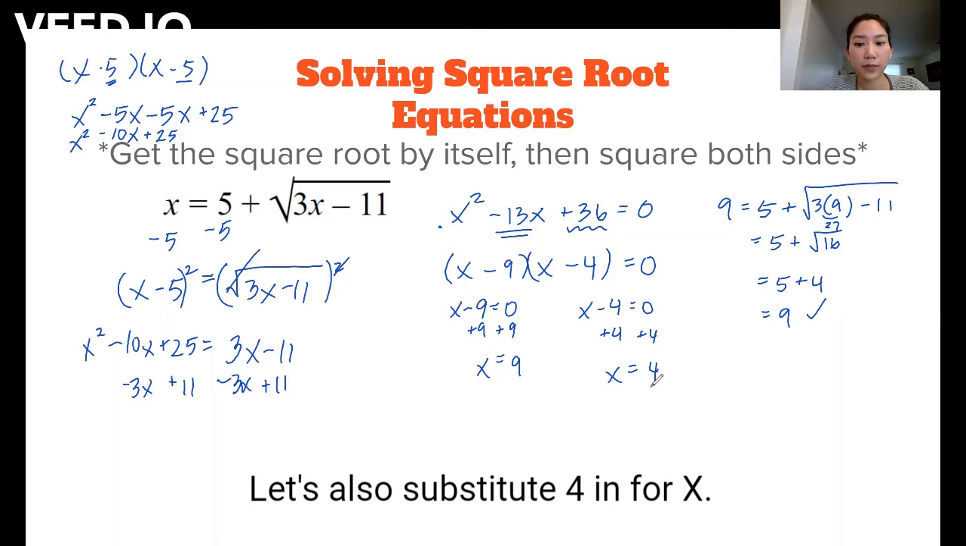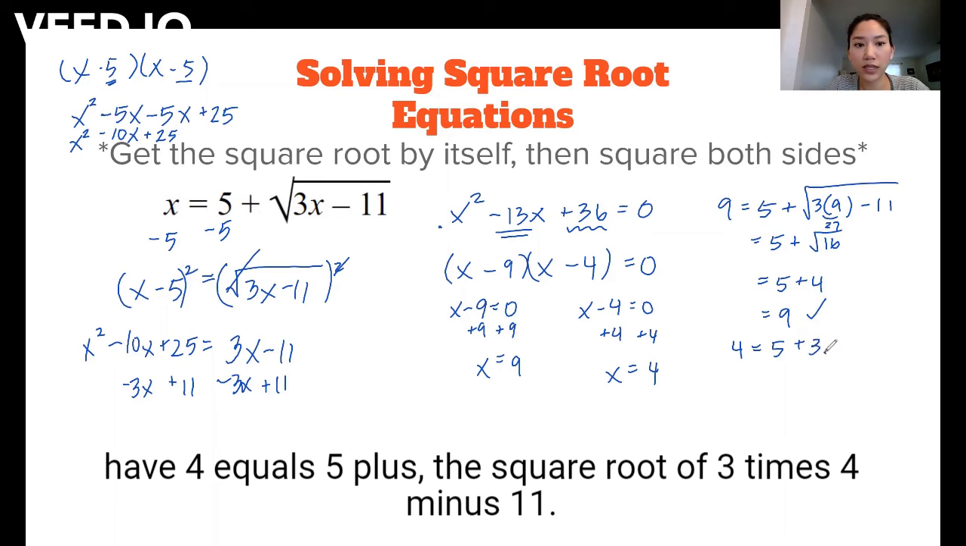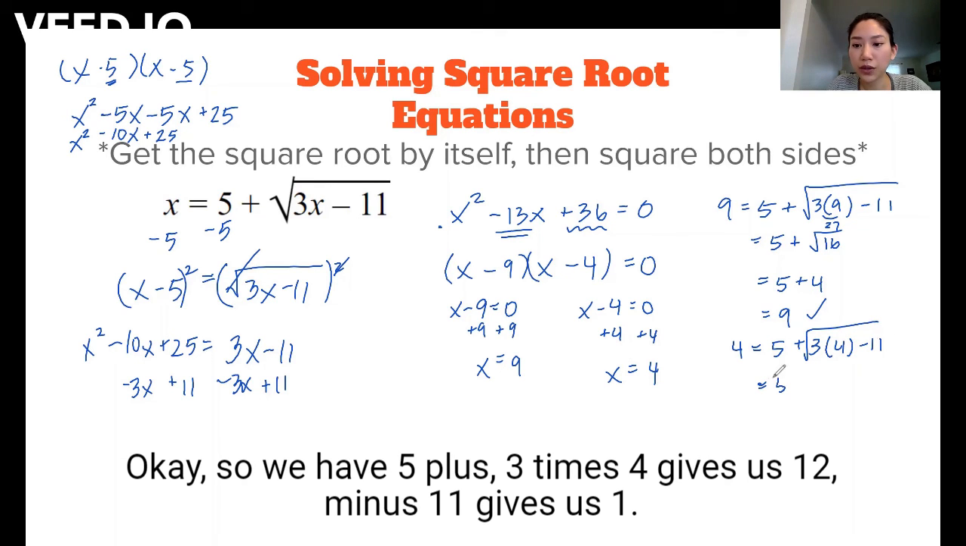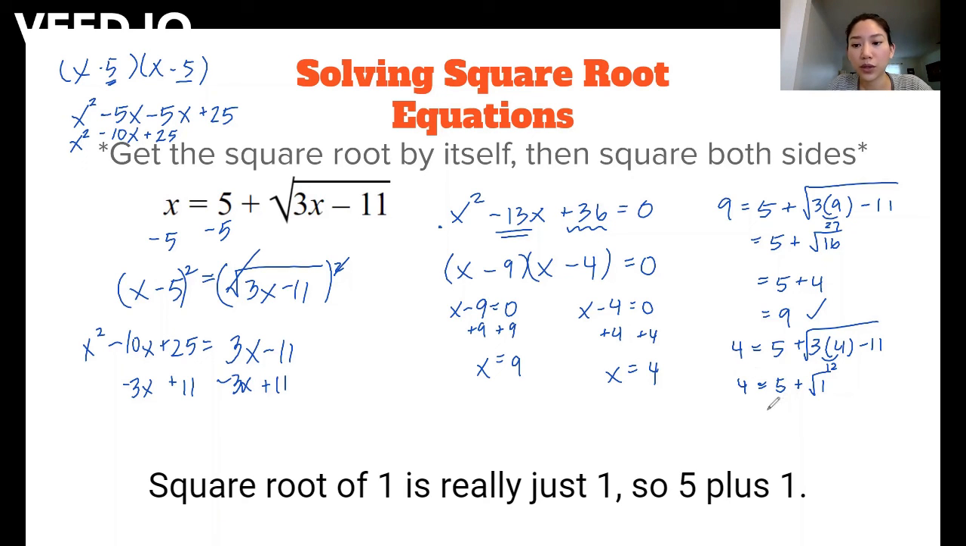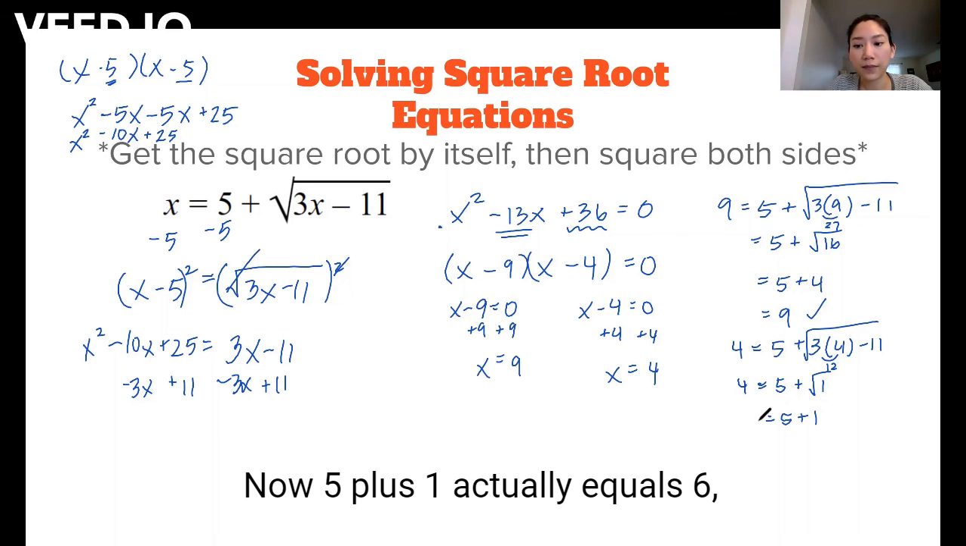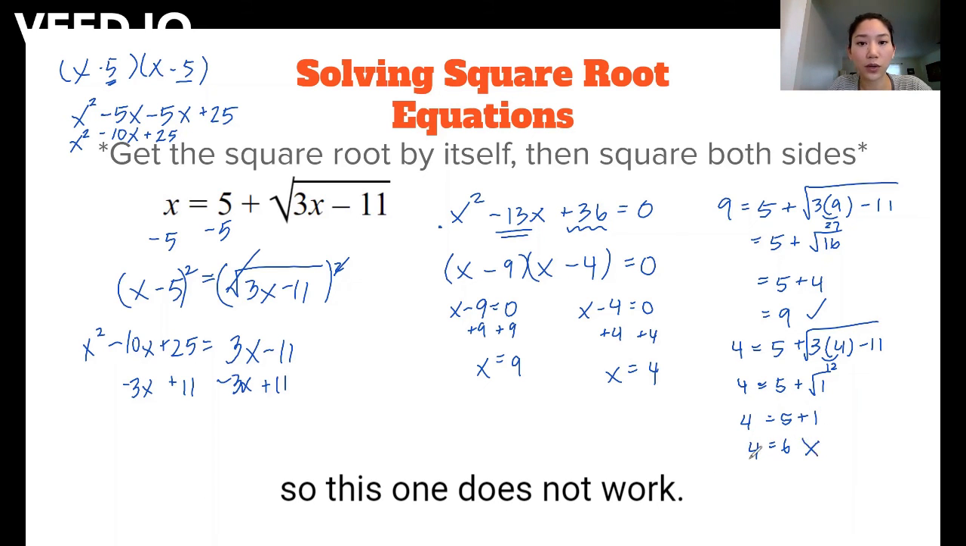Let's also substitute 4 in for x. If you substitute 4 into the original equation, you have 4 equals 5 plus the square root of 3 times 4 minus 11. So 3 times 4 gives us 12, minus 11 gives us 1. So we have the square root of 1. Square root of 1 is really just 1, so 5 plus 1, which actually equals 6. So 4 and 6 are not equal to each other, so this one does not work.